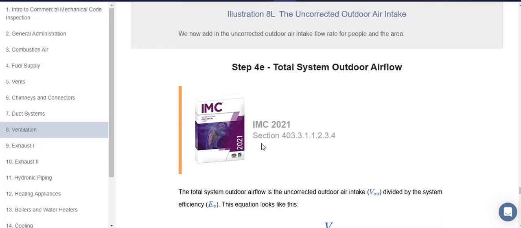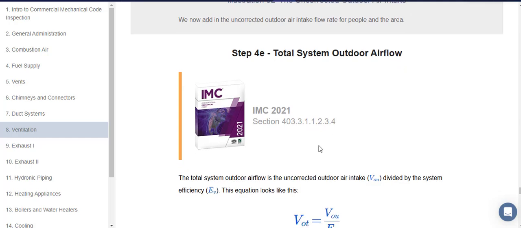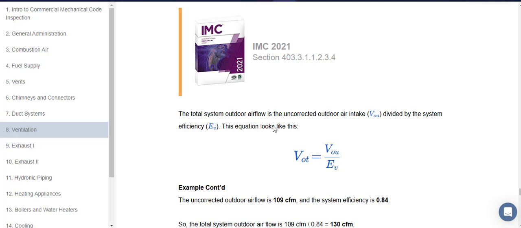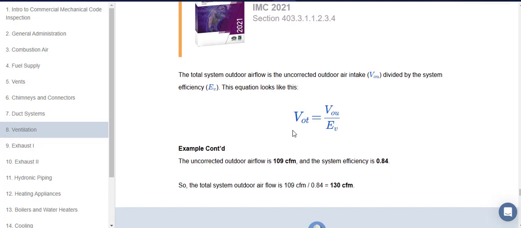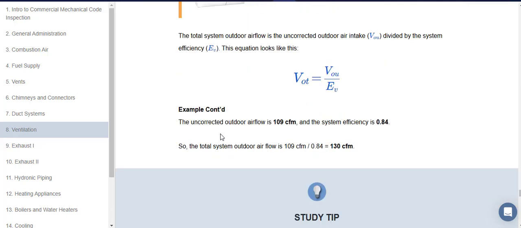International Mechanical Code 2021 Section 403.3.1.1.2.3.4. The total system outdoor airflow is the uncorrected outdoor air intake Vou divided by the system efficiency Ev. The equation looks like this: Vot equals Vou divided by Ev.